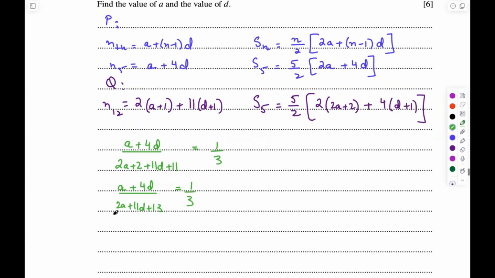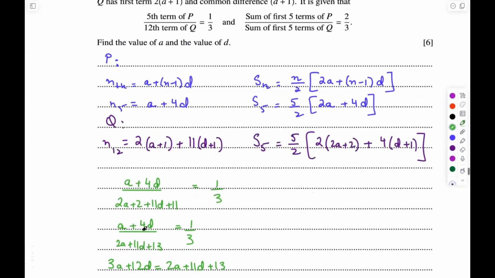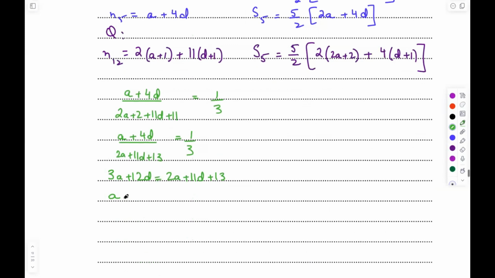Cross multiplying, we'll get 3A plus 12D equals 2A plus 11D, and 13 times 1 will become 13. We can bring the 2A and the 11D to the left hand side, so 3A minus 2A will become A, and 12D minus 11D will become D, and 13 will be left on the right hand side. So this will be A plus D equals 13.